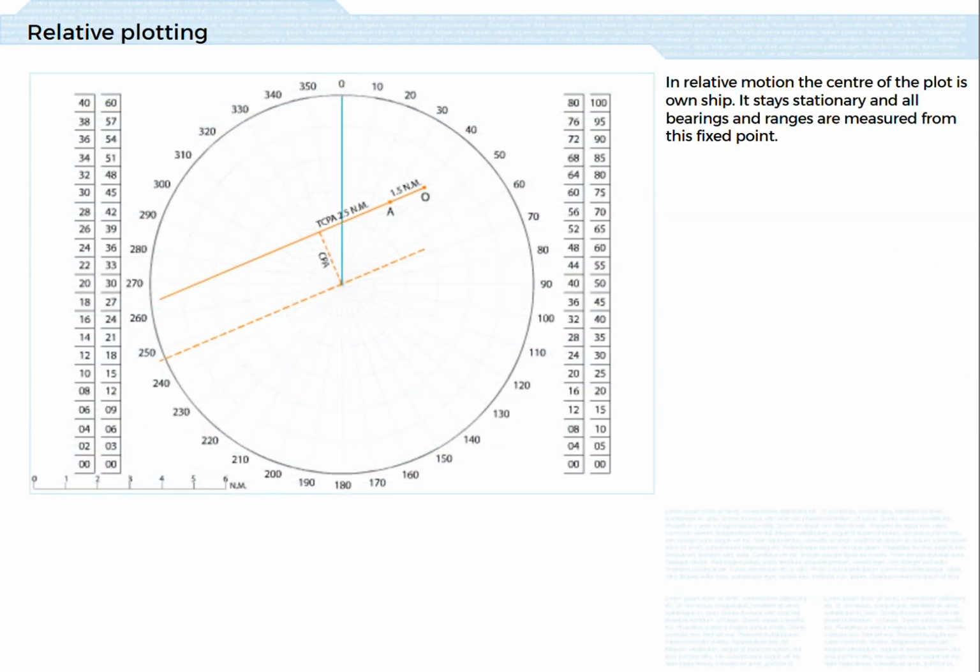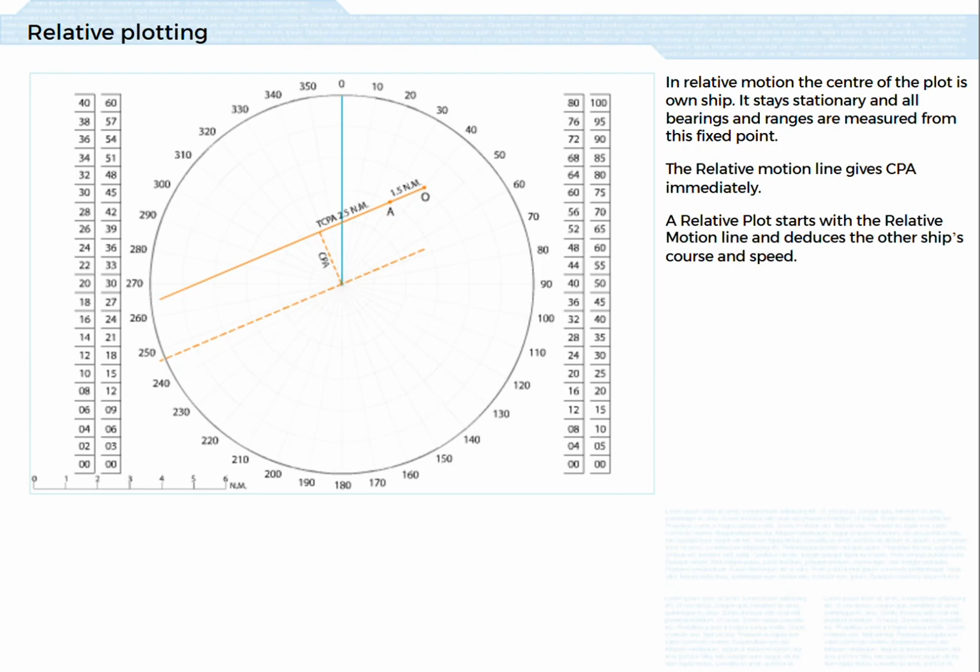In relative motion, the centre of the plot is own ship. It stays stationary, and all bearings and ranges are measured from this fixed point. The relative motion line gives CPA immediately. A relative plot starts with the relative motion line and deduces the other ship's course and speed.